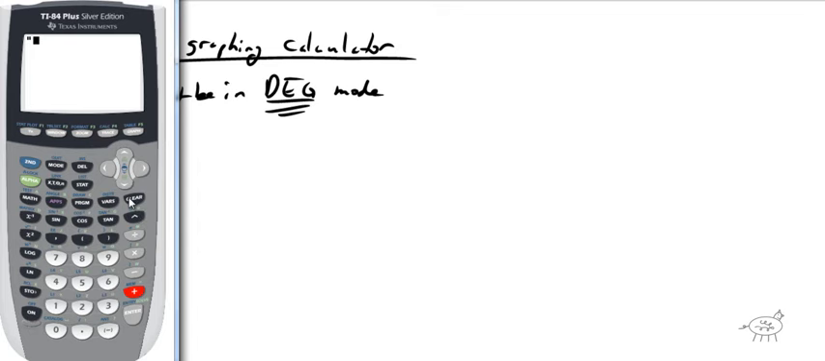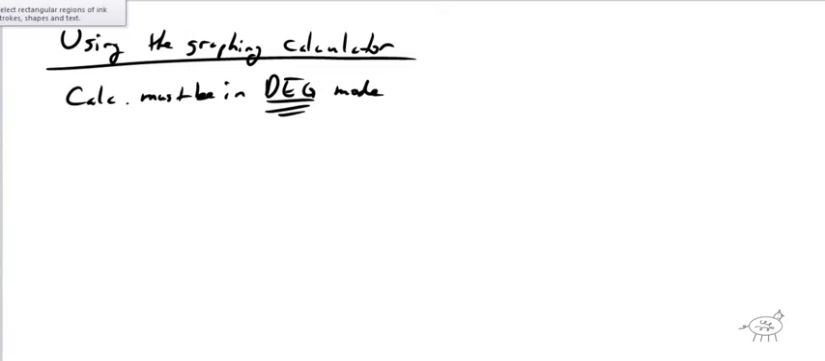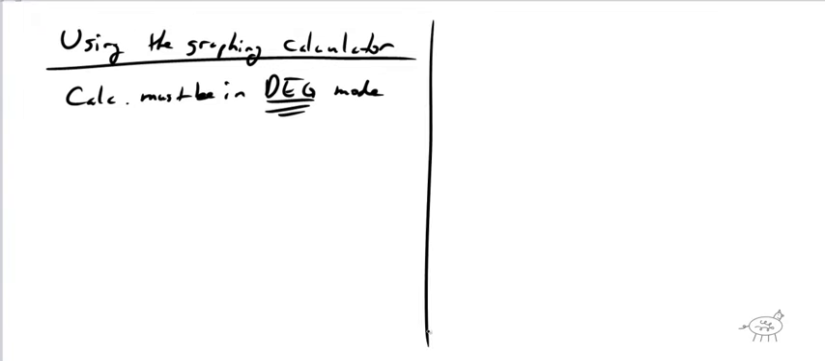So let's do a couple problems here. There are really two kinds of problems. You're given an angle and you need to find the ratio, or you're given the ratio and you have to find the angle. So we have sine of 78 degrees, 52 minutes.